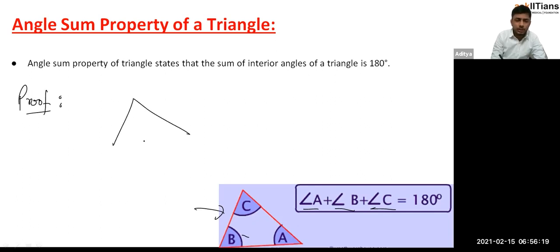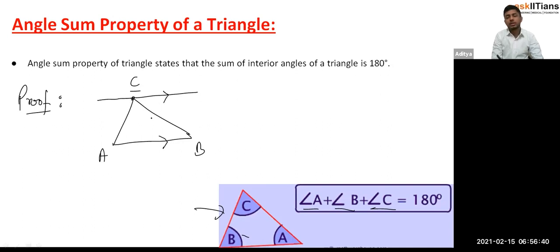The proof would be that first of all we will have to do a construction. Let's say this is triangle ABC. From point C, by Playfair's axiom, we know that we can construct a unique line which passes through point C and is parallel to the base AB. So we have constructed this line, parallel to the base AB and passing through point C. Now, if this is angle A, this will also be angle A.